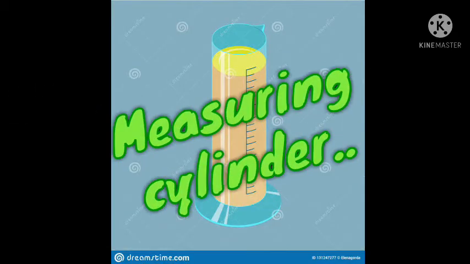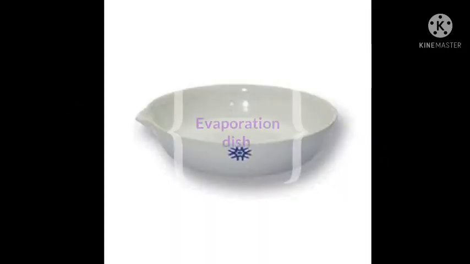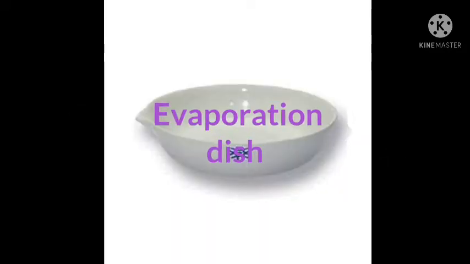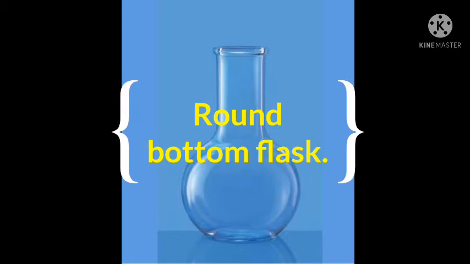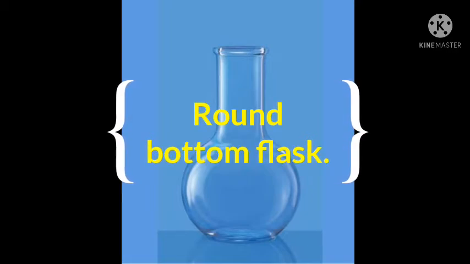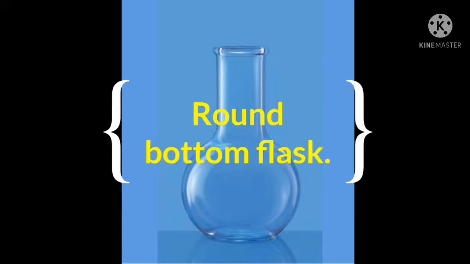Next, we have the measuring cylinder. It is used to measure the volume of liquids, chemicals, and solutions during an experiment. Next, evaporation dish. These are shallow containers used for the evaporation of solutions during an experiment. Next, round bottom flasks are often used to contain chemical reactions in our laboratory.